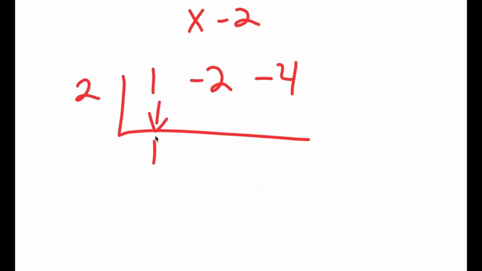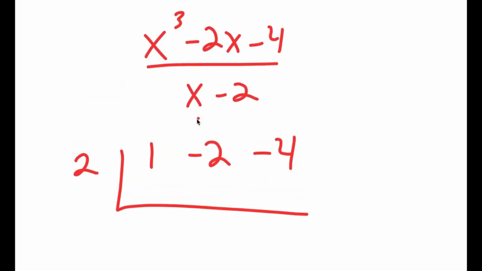I'm going to bring down 1. 2 times 1 is 2. -2 plus 2 is 0. 2 times 0... sorry, I actually did something wrong. We should have a 0 in here because, remember, we have a power of 2. So because there's no power of 2 here, we just put a 0.